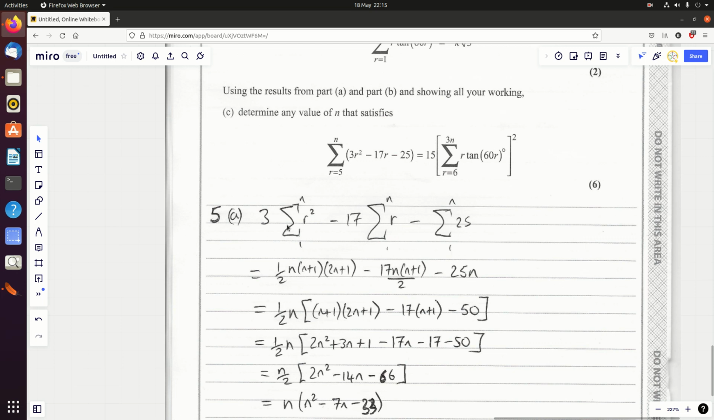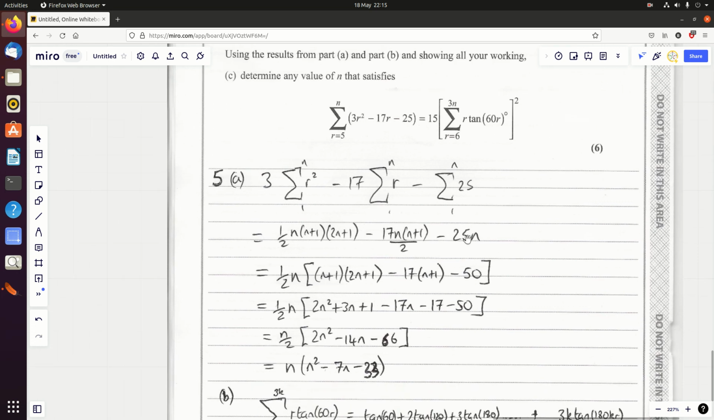So we're just going to plug in the formulas. That's 3 over 6, which is a half, n times n plus 1 times 2n plus 1. Then minus 17 times n times n plus 1 over 2, minus 25n. Best thing to do is factorise as early as possible. Make that 50n. Then you can take out a half from everything and an n from everything. Then you've got n plus 1 times 2n plus 1, minus 17 times n plus 1, minus 50. Then you've got this, which rearranges to this.